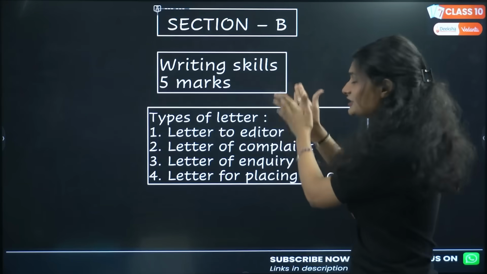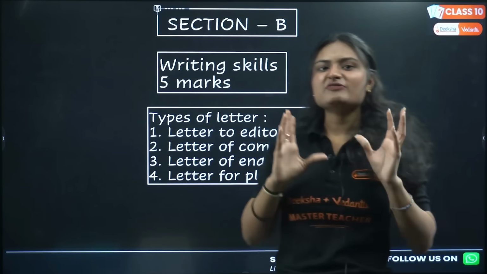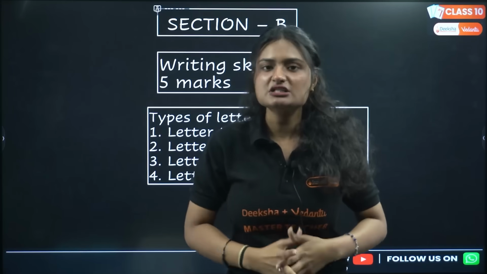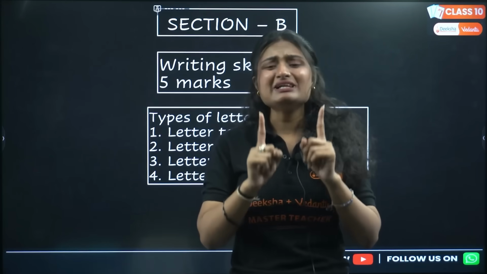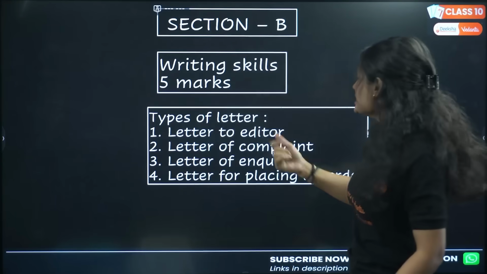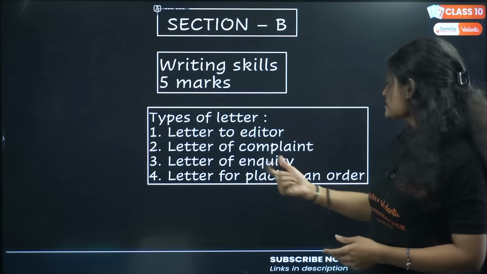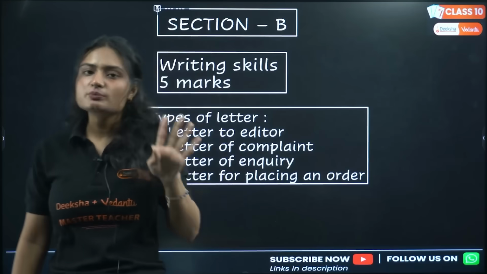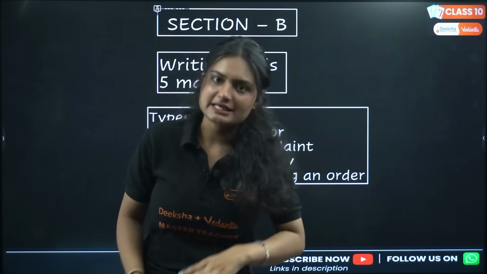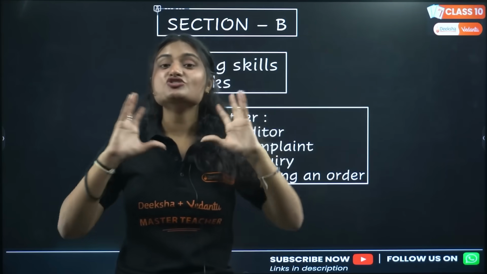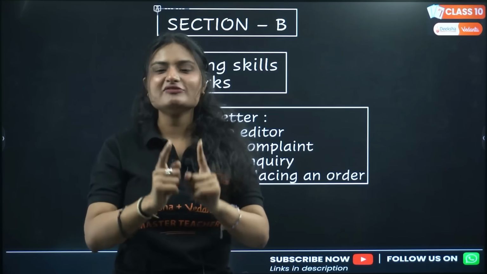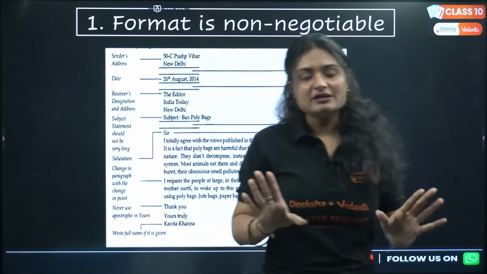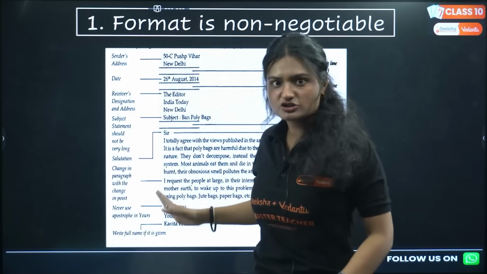Now these are the different types of letters that you see. Majorly, the type of letter that you write is the formal letter. There is no informal letter coming in your exam, right? You will only get formal letters. And what formal letters? Letter to the editor, letter of complaint, letter of inquiry, and letter for placing an order. These are the 4 types of letters that you need to write in your upcoming exam, right? We'll discuss them one by one, and the tricks, since we are talking about the tricks here. Before we begin, for all types of formal letters, this is the format, right?